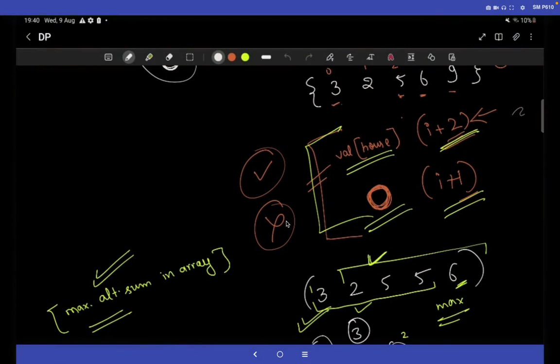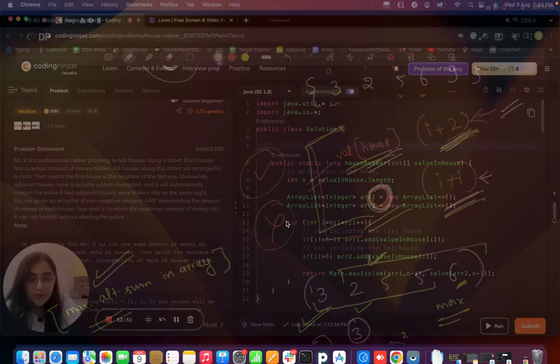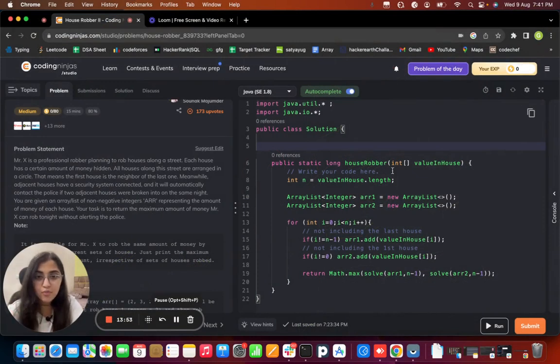Okay, so the two conditions are: if we are going to include a house, that means we'll increment the index by 2 to consider the next house. And if we are not going to include the house, that means the value that we loot from that particular house will be 0. And in that case, we can easily load the next house. So that's why we are just incrementing it by 1. Okay, just remember these two conditions, very important.